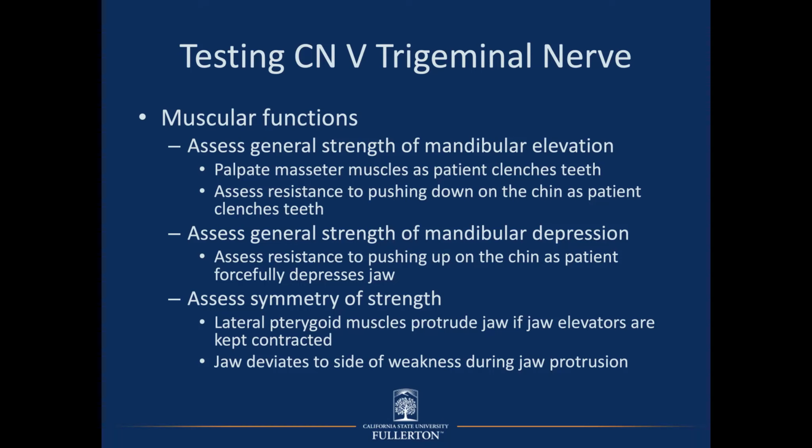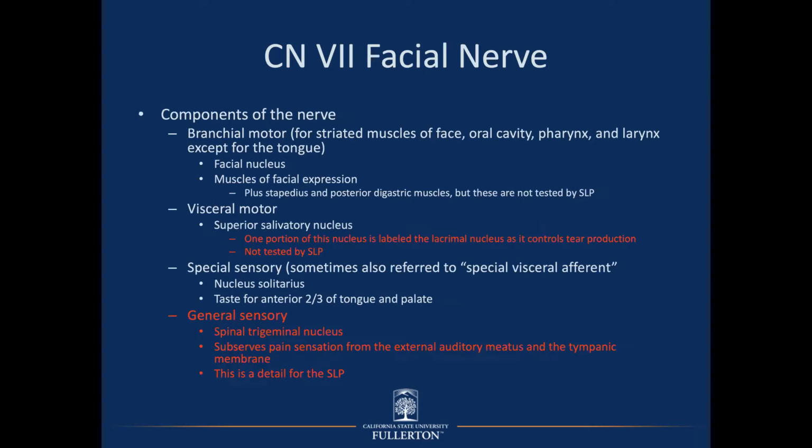And again, this kind of makes sense. If you're going to ask somebody to protrude their jaw, obviously they're going to keep their mouth relatively closed. They're not going to clench their teeth because then they can't do the movement. But just do it yourself right now and you'll see. I'm going to protrude my jaw. And it comes out on the midline because I have two strong lateral pterygoids that are symmetrical. So that's how we test the muscular. Now let's go to the facial.